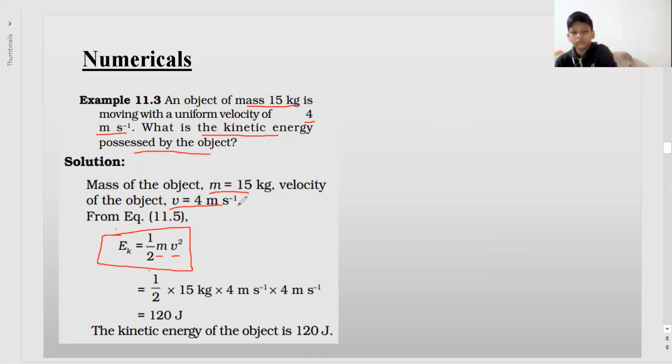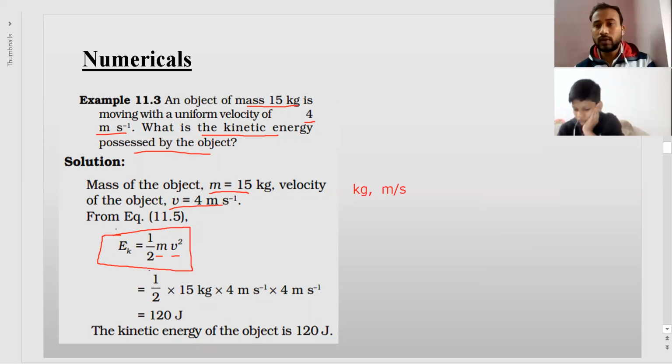One thing that you should note is that mass should always be in kg, and velocity should always be in meter per second. If the values are given in some other unit, first we should change them into the proper unit. Understood, all of you? Yes, sir.